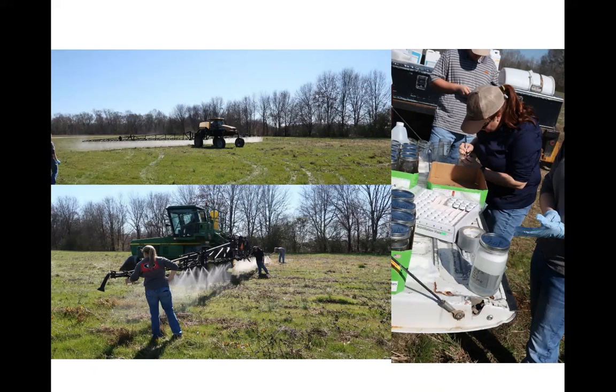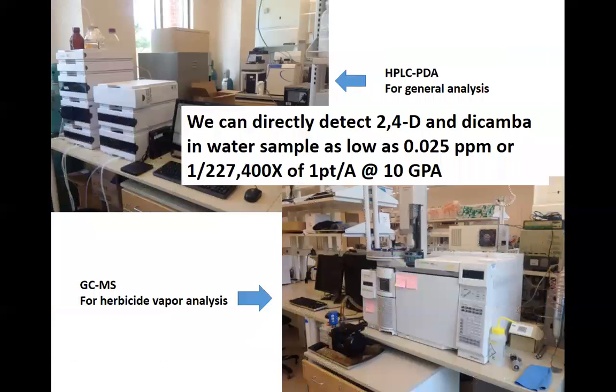In each rinse cycle, like in this picture here, we collect rinsate from 2 ends of the boom and from the center of the boom. So every rinse cycle, we collect 3 individual samples, and then everything was analyzed by HPLC in the lab, and we were able to detect 2,4-D and dicamba as low as 0.025 parts per million.